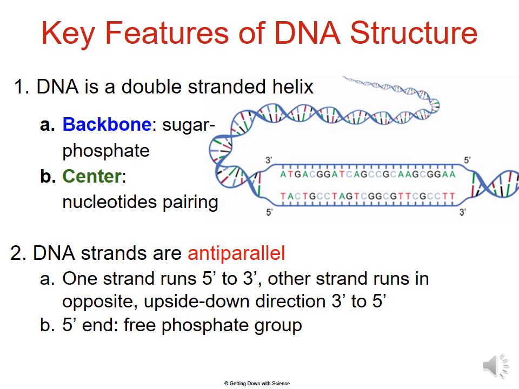5' is always the free end phosphate group, so phosphate's always pointed towards the 5'. And the 3' end will always have a free hydroxyl group on it, which is on the sugar.